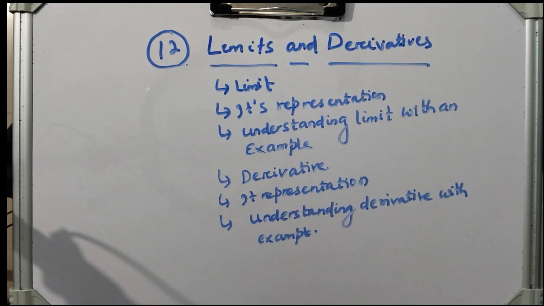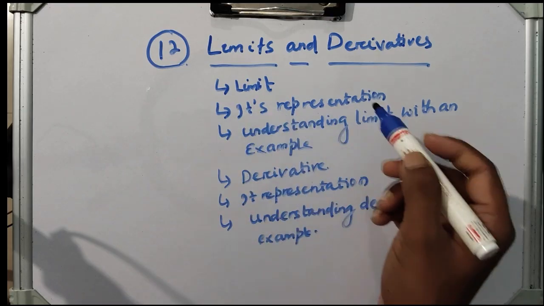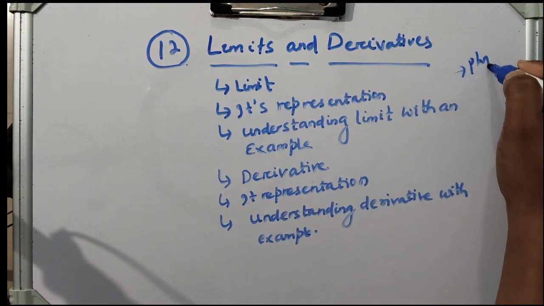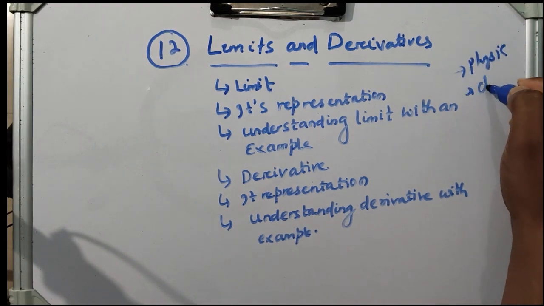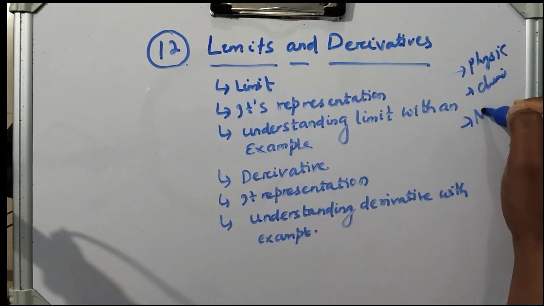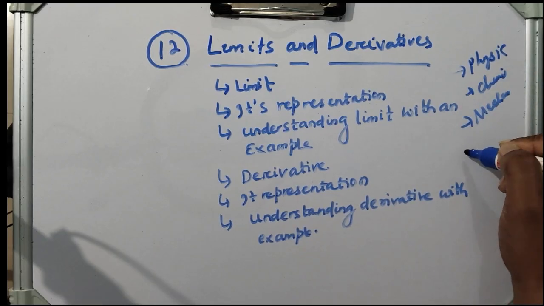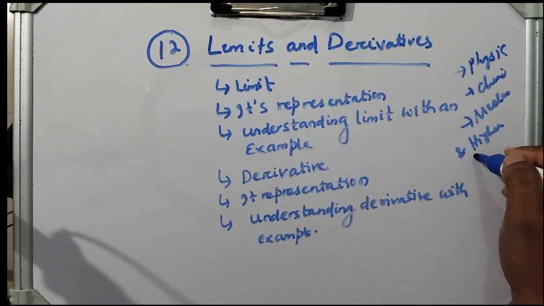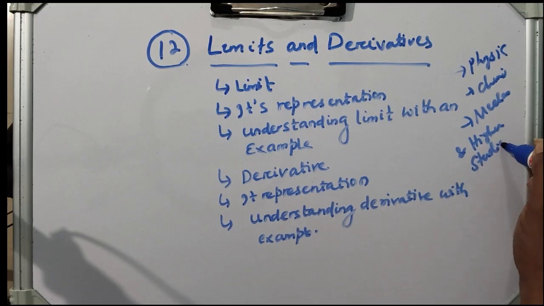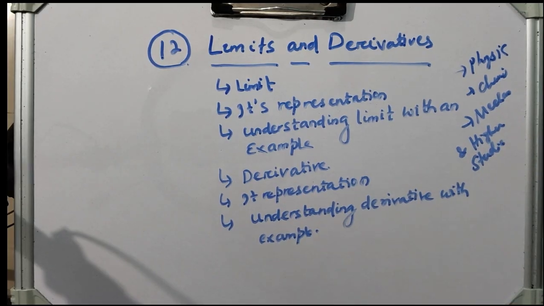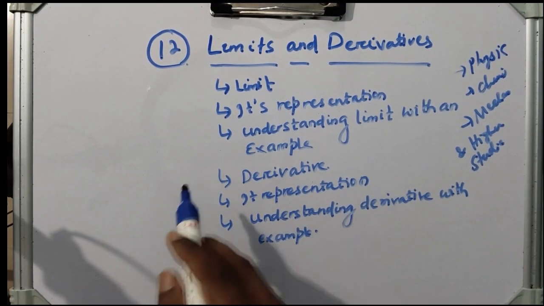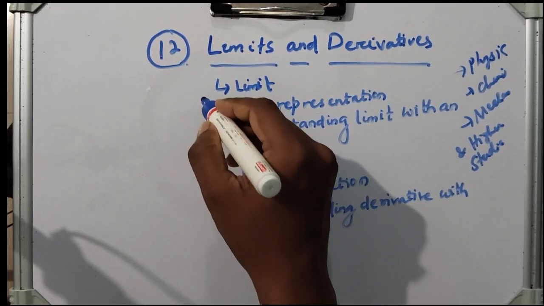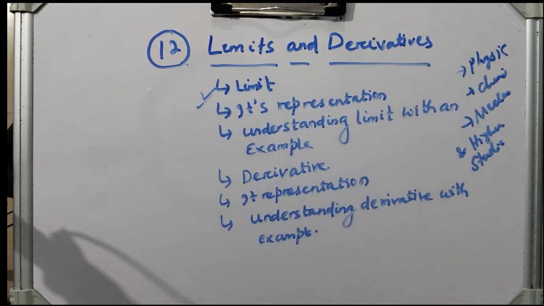These are, I can say, the most important chapters of the future. These limit and derivatives are also used in physics, in chemistry, in mechanics, and higher studies. So we will use this. This is the most important chapter. So let's go to limit first. What is limit and its representation?